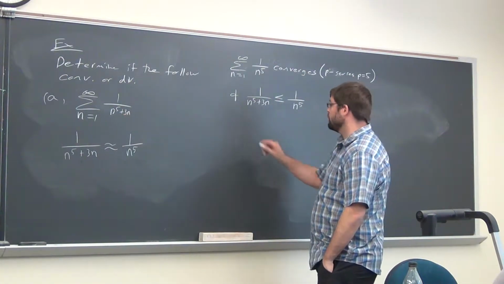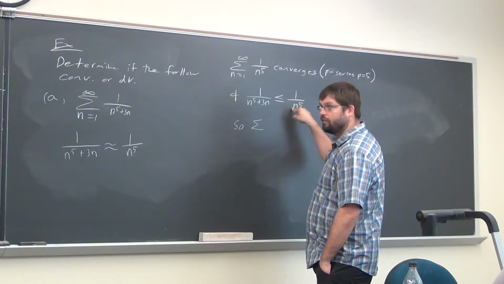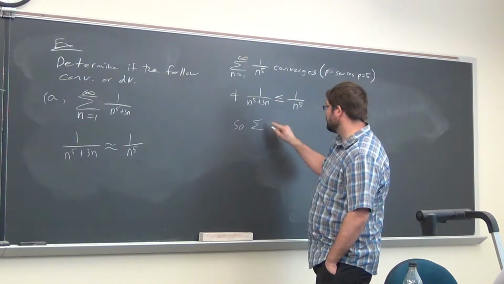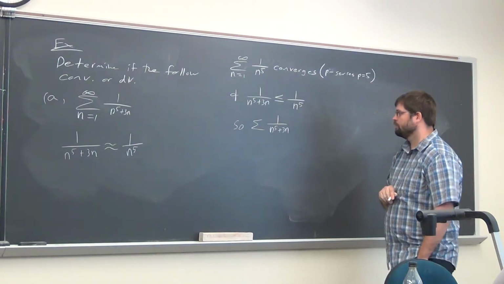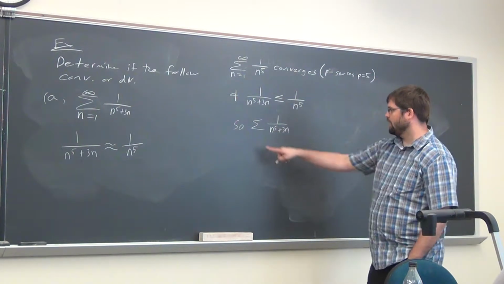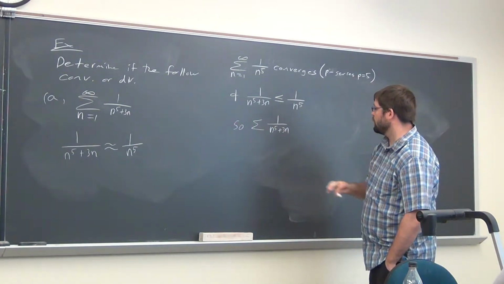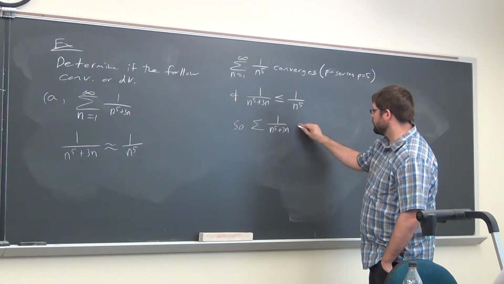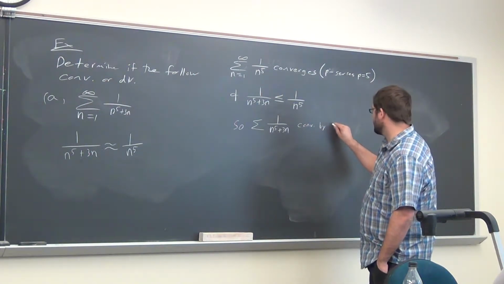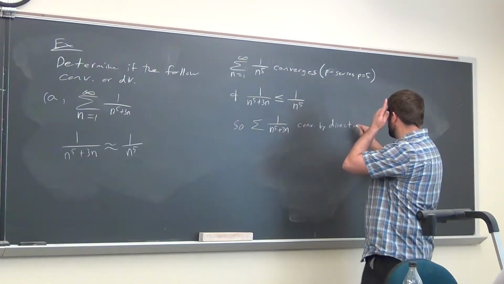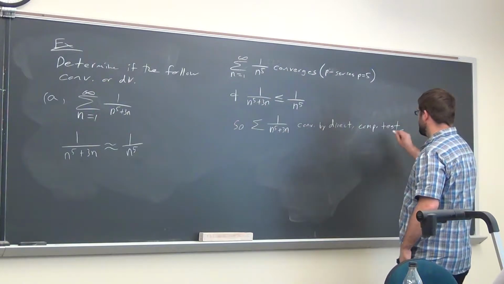And so now we can conclude. And so the sum of the big one, the 1/n⁵, converges, it forces the sum of the small one to meet it. So the sum of 1/(n⁵+3n), again, we can ignore bounds. It doesn't really matter that they start at 1 or where they go to. But this converges by the direct comparison test. Does that make sense?